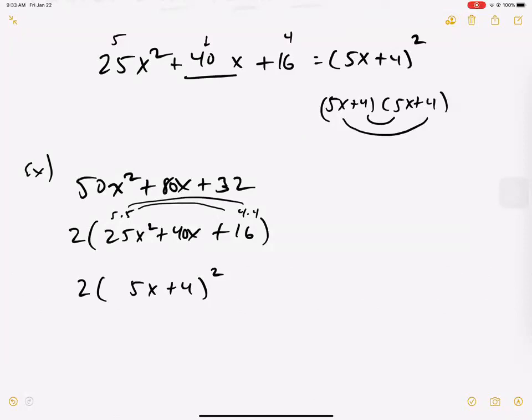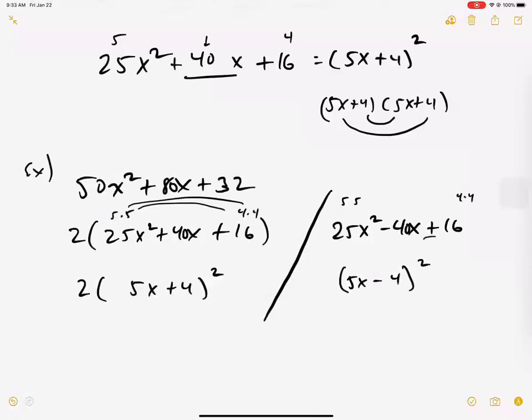Does this work for negative signs? Yes, it does. If I wrote instead, let's give you an easy one, 25x squared minus 40x plus 16, would this still have worked? 5 times 5 in the front, 4 times 4 in the back, and they still add up to 20, but instead of using a plus sign, we would use a minus sign in between, because this would be negative 20, and negative 20 gives us the negative 40.